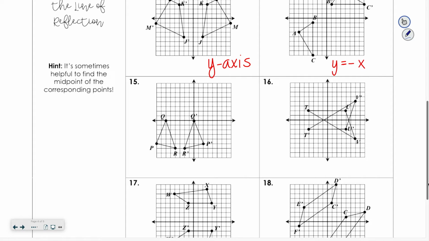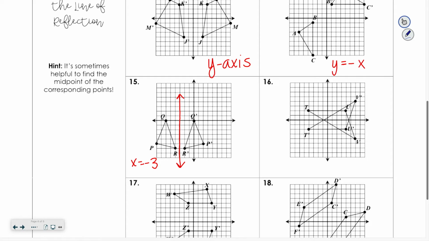Okay, on 15, does that look like it's being reflected over an axis? No. Remember that your line of reflection is the same distance from R and R prime. So it's x equals, we've got to go right here, smack dab in the middle. X equals negative 3, because x equals negative 3 is a vertical line. What would y equals be? A horizontal line. It's going up and down. So, no. Okay, listen to me.